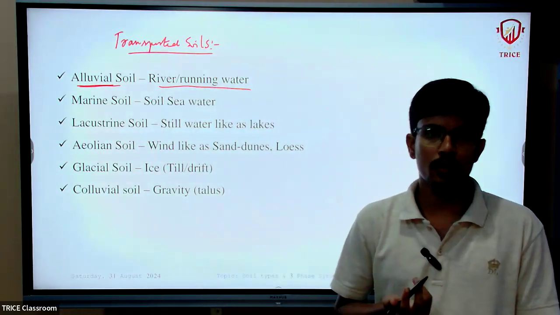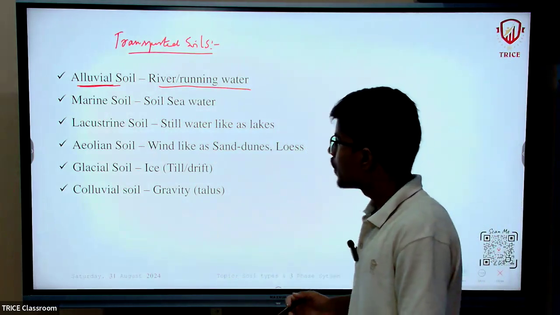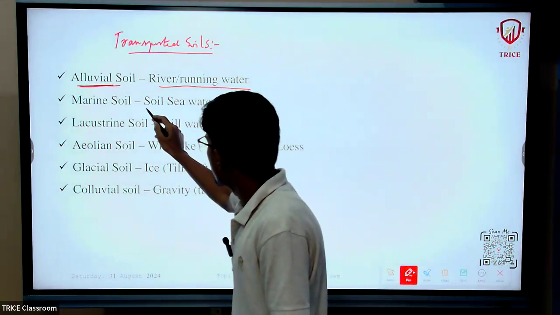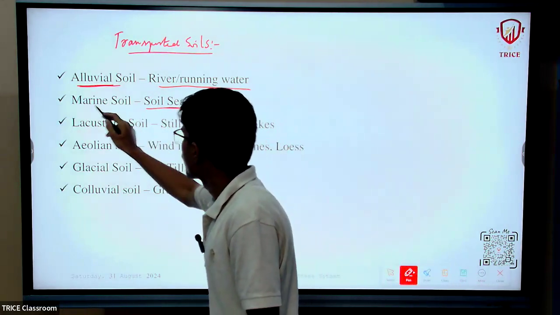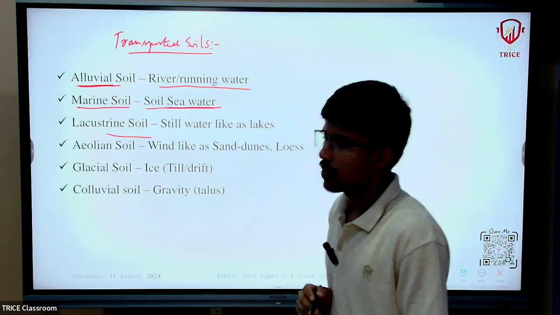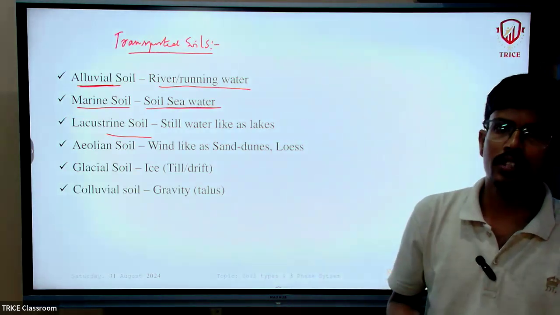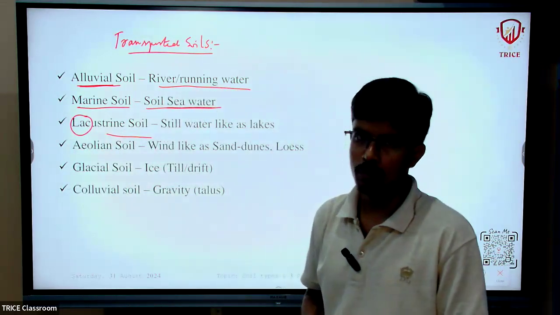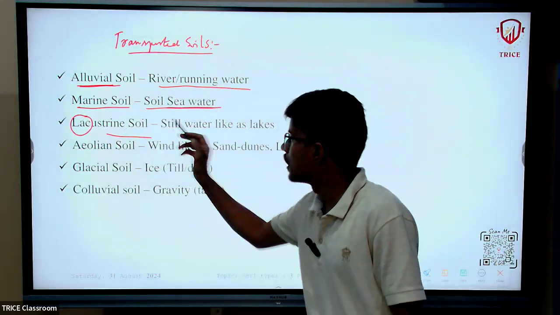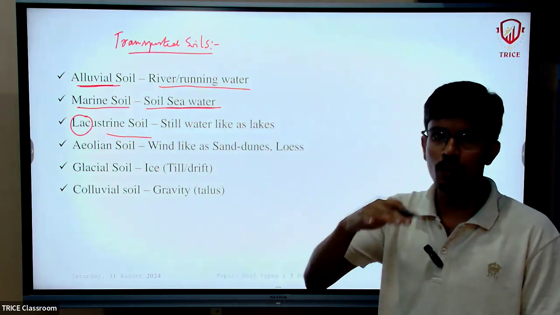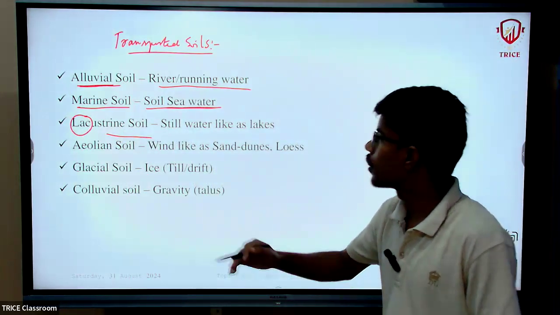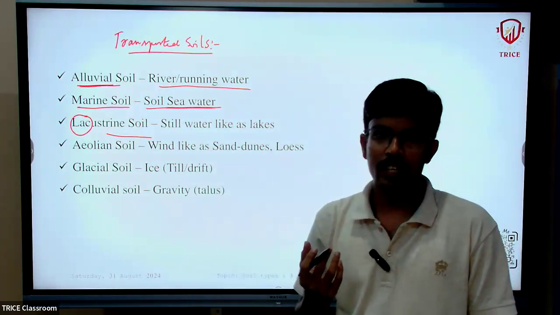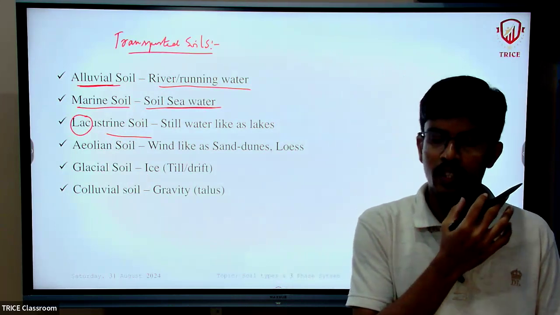as the alluvial soils. Okay, so then if you take sea water, we say marine soils, nothing but the sea water deposits, we call them marine soils. When you say lacustrine soils, the first letter indicates lake, right? The soils are formed below the lake. When the water is still water in a lake or a pond, we call it the lacustrine soils.